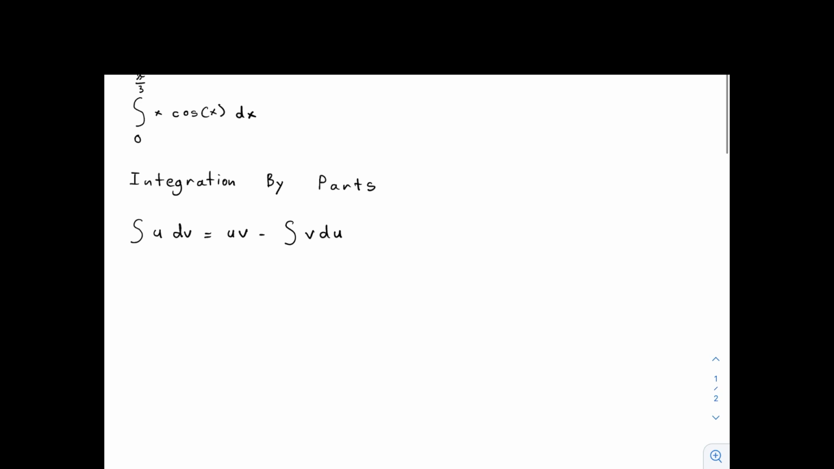In our particular case, neither of these functions is particularly hard to integrate nor differentiate, but notice that the derivative of x is 1. So with that in mind, I'm going to write this as u equals x, and accordingly du equals dx. dv is going to be cosine of x dx, and v will be sine x.